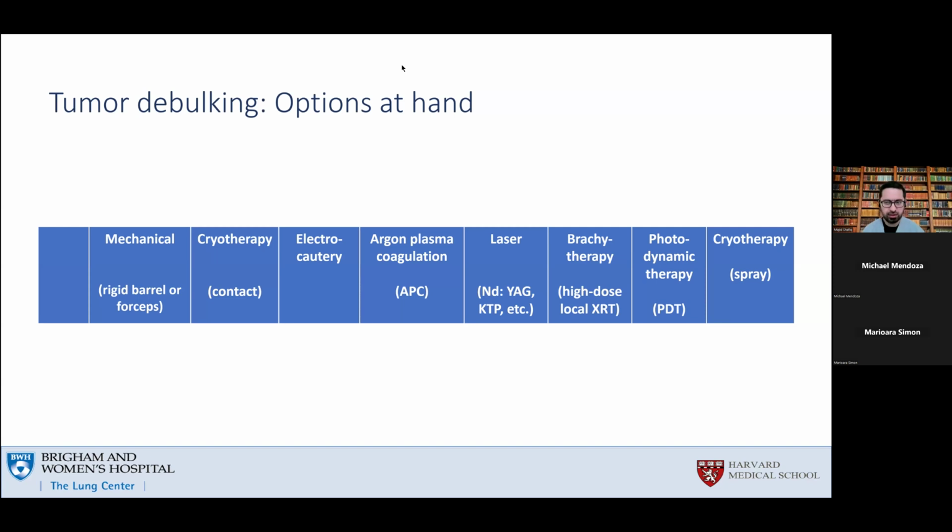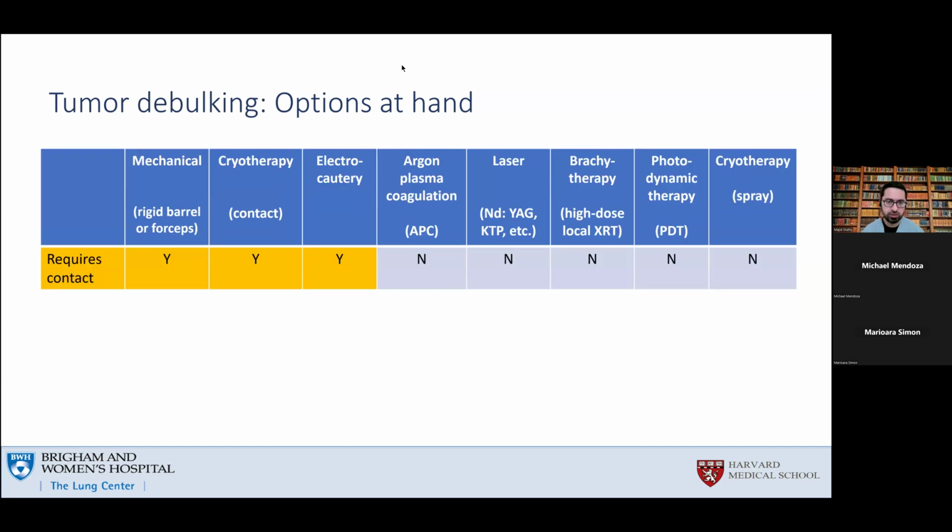So let's look at some of these in differential ways. There's different ways to classify or think through your options, and here's how I think through these options. So one way to think through these is which of these requires me to touch the lesion? The first three: mechanical debulking, contact cryotherapy, or electrocautery. You gotta be touching your instrument to the lesion in order to cause effect.